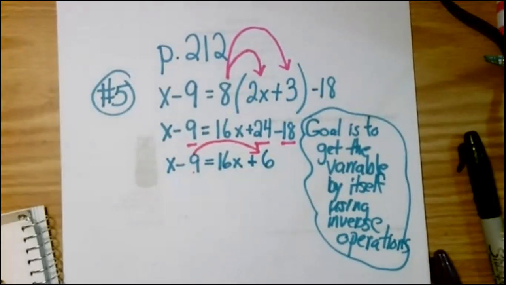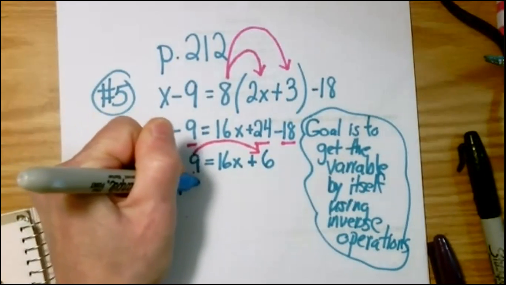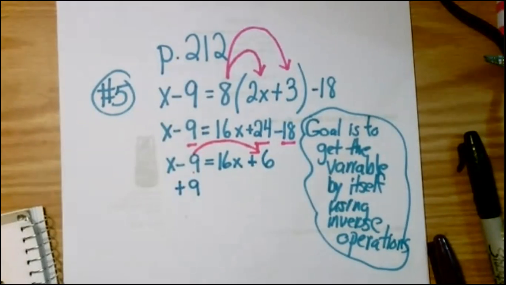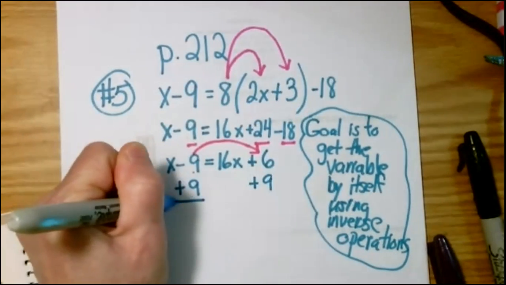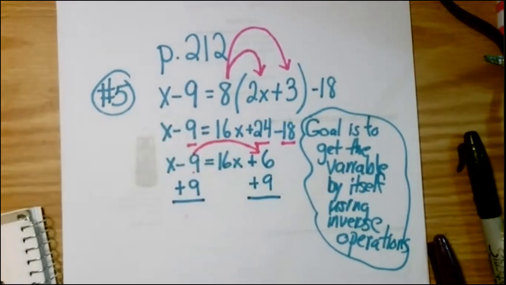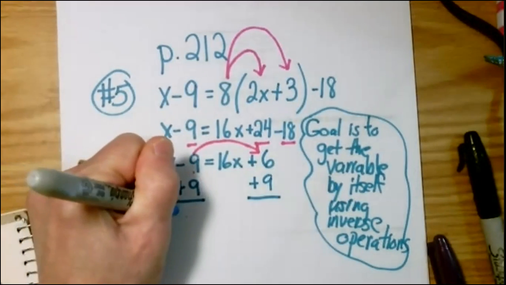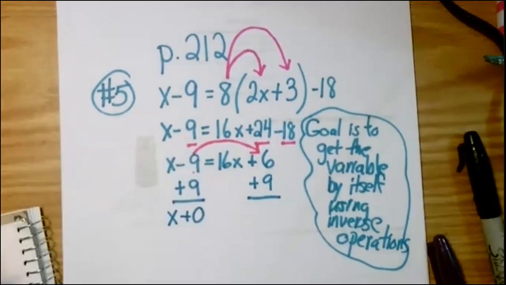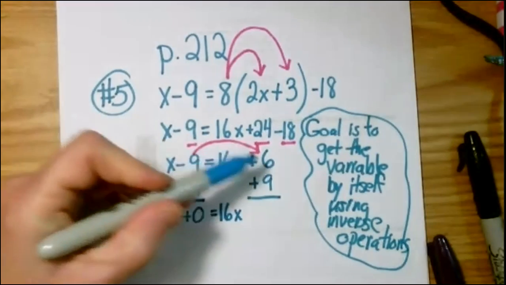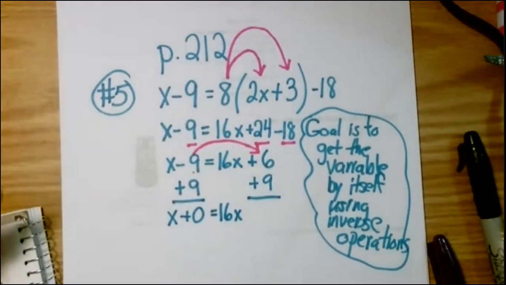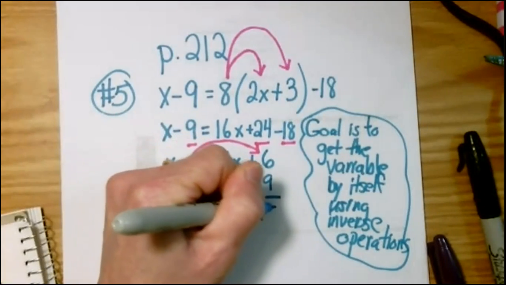So I'm going to use inverse operations. If I'm subtracting a 9, I'm going to add a 9. And I'm going to also have to add the 9 to the other side, because what you do to one side of the equals, you need to do to the other side so it stays balanced. And I'm going to end up with x plus 0, because negative 9 and positive 9 is 0, equals, I still have my 16x, and now I have a 6 plus a 9. 9 plus 6 is 15.